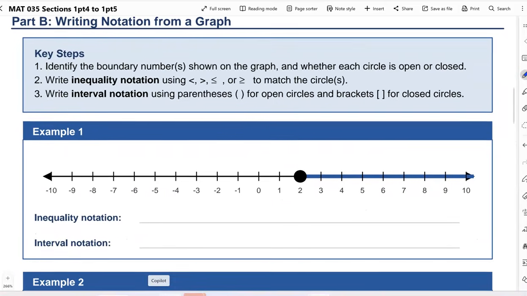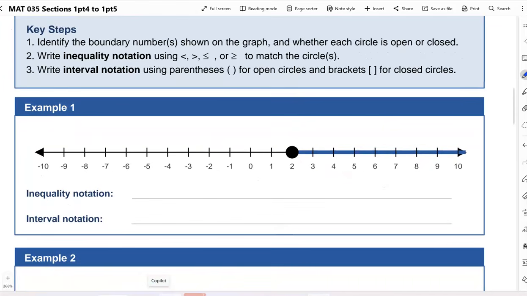Now we can write these with inequalities, or we could use something called interval notation. So we're going to start with the graphs. If we look at this first graph, we've got a closed circle at 2 and it's shaded to the right. And notice the arrow here is just going to keep going. So this guy's going to head to infinity.